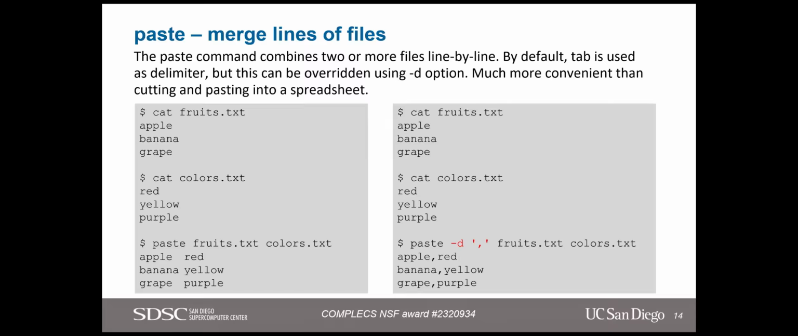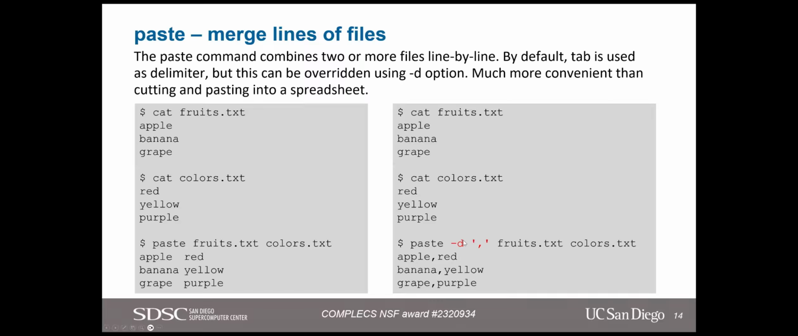By default, it's going to use the tab. So here in an example, we have the fruits.txt file, which just has apple, grape, banana, and a second file, colors, with red, yellow, purple. If we paste those two together, we can see they are now in columns. Things to note: you don't always have to have the same number of rows for them to merge.